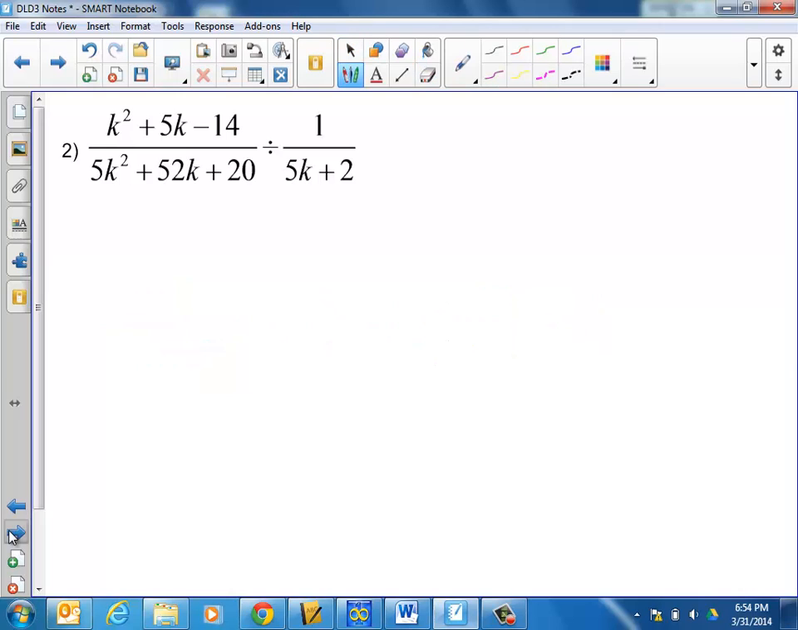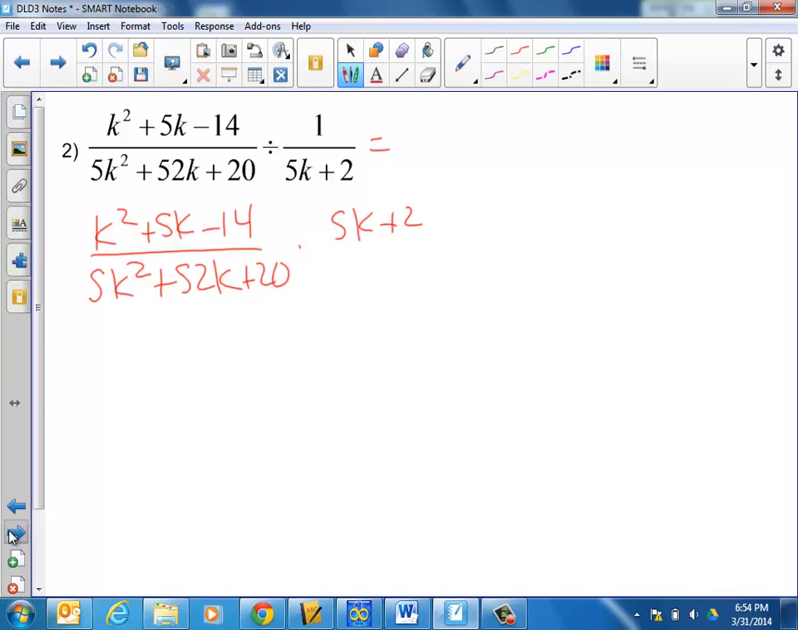this works. All right, so we're going to rewrite this in red as k squared plus 5k minus 14 all over 5k squared plus 52k plus 20 times, we're changing to multiplication here, 5k plus 2 all over 1. All right, piece by piece, let's go through and see which of these numerators and denominators can be factored so we can simplify this guy out.